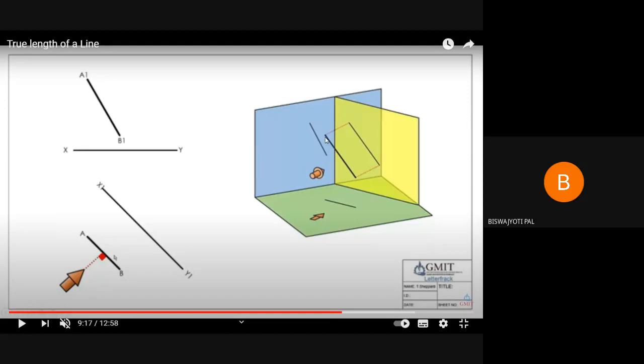Alpha is the angle this line makes with the horizontal plane. So how to get this alpha? This line, if it is extended, then this angle is alpha, isn't it?